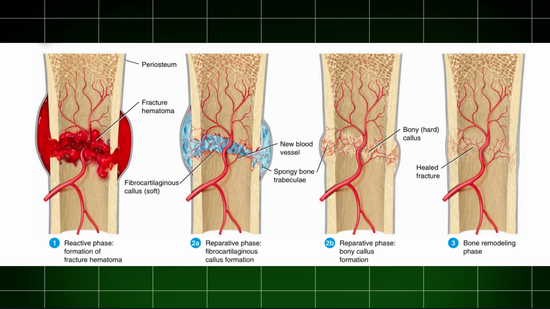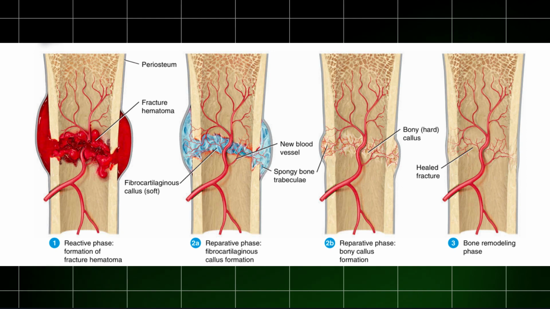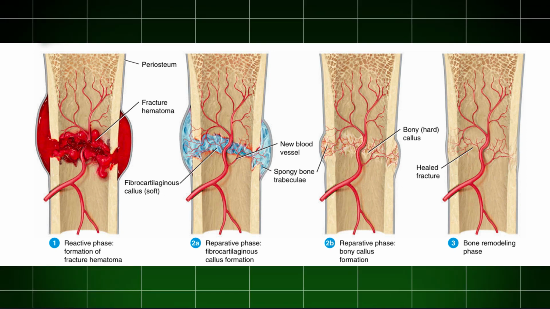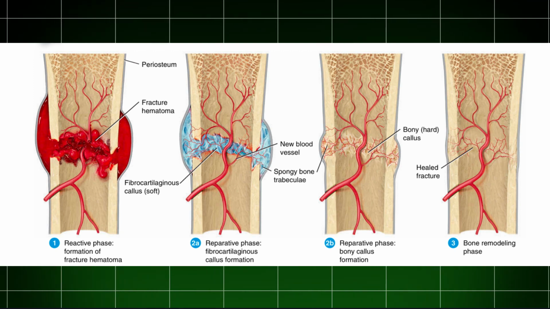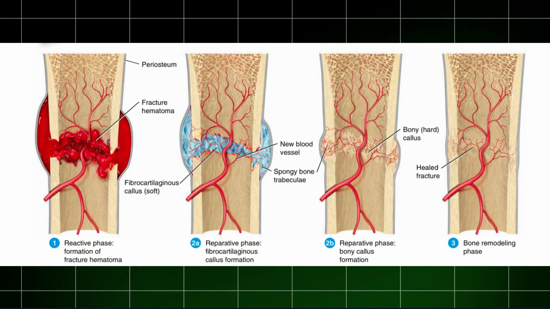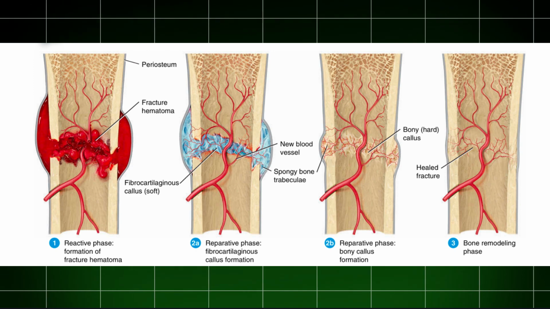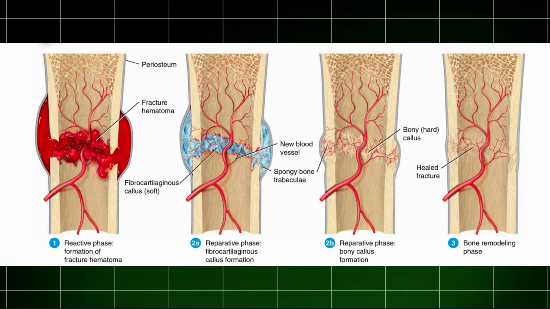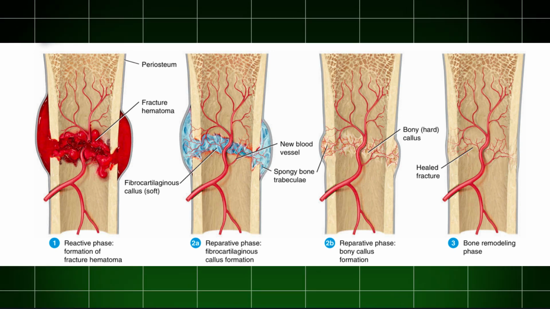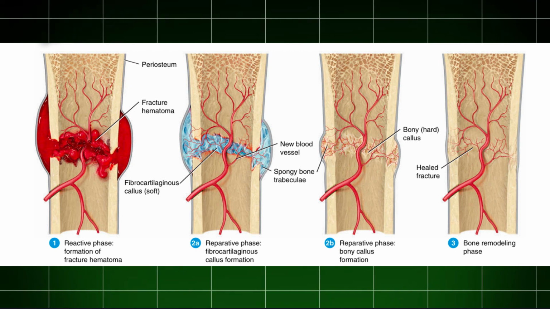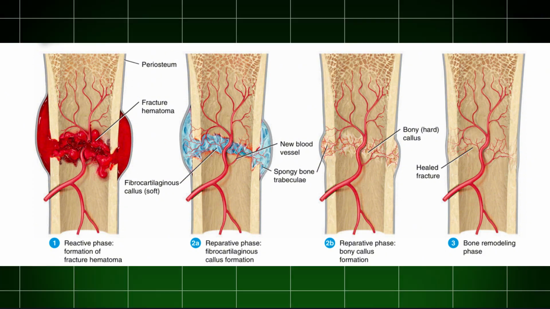Now let's look into bone remodeling. In this final phase, the bony callus is remodeled to form a new strong bone structure. Osteoclasts, which are cells that break down bone tissue, help remove the dead bone fragments. Compact bone replaces spongy bone around the fracture site. Over time, the fracture line becomes undetectable on an X-ray, although a thickened area might remain as evidence of the healed fracture.